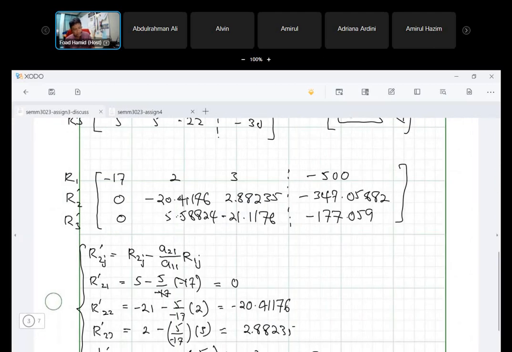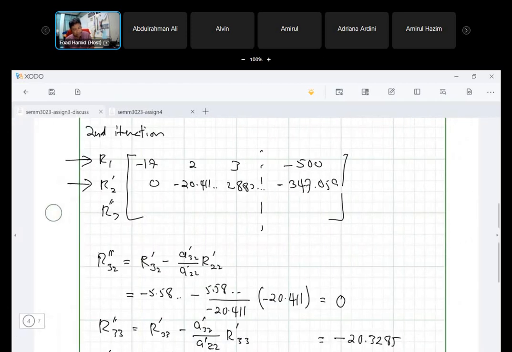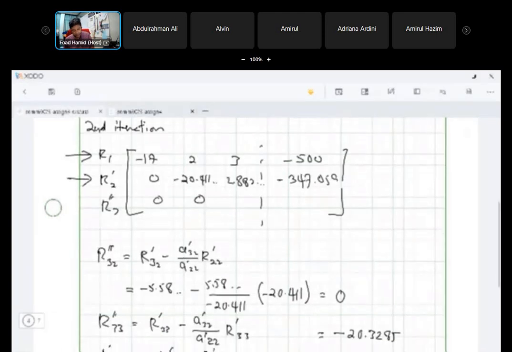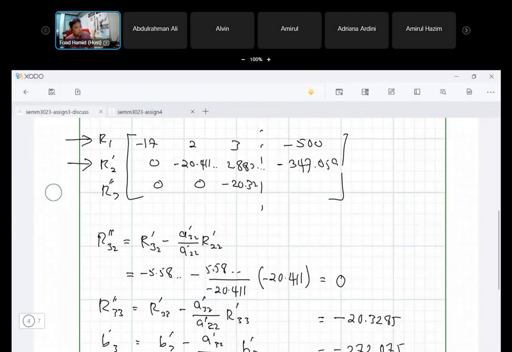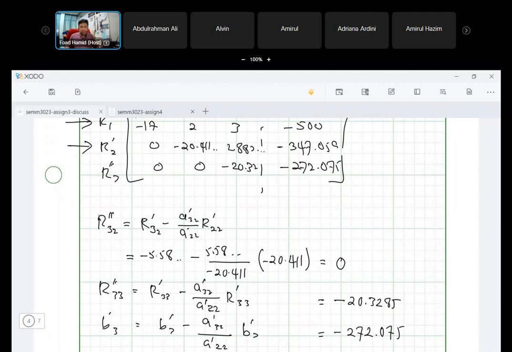And finally, now this is still R prime, right? Which is after the first iteration. And this one is now R double prime. So this becomes 0, 0, and minus 20.32 and so on. Minus 272.075. So now you can see that this is already the process of elimination. We have eliminated all the unknowns, because if you look at this equation, it is basically just our C3: minus 20.32 and so on, C3 equal to minus 272.075. So this is the process of elimination.